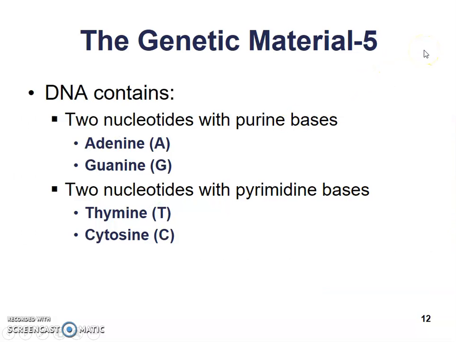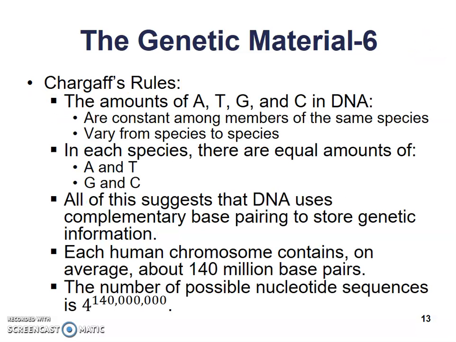DNA contains two types of nucleotides, purines and pyrimidines. Purines are made up of adenine and guanine, represented A and G respectively, and pyrimidines, which are thymine and cytosine, represented T and C respectively. A scientist named Chargaff discovered that there are constant amounts of each of those in DNA. He noticed that there's always the same amount of adenine and thymine in a strand of DNA, and always the same amount of guanine and cytosine. So they are constant in the DNA.